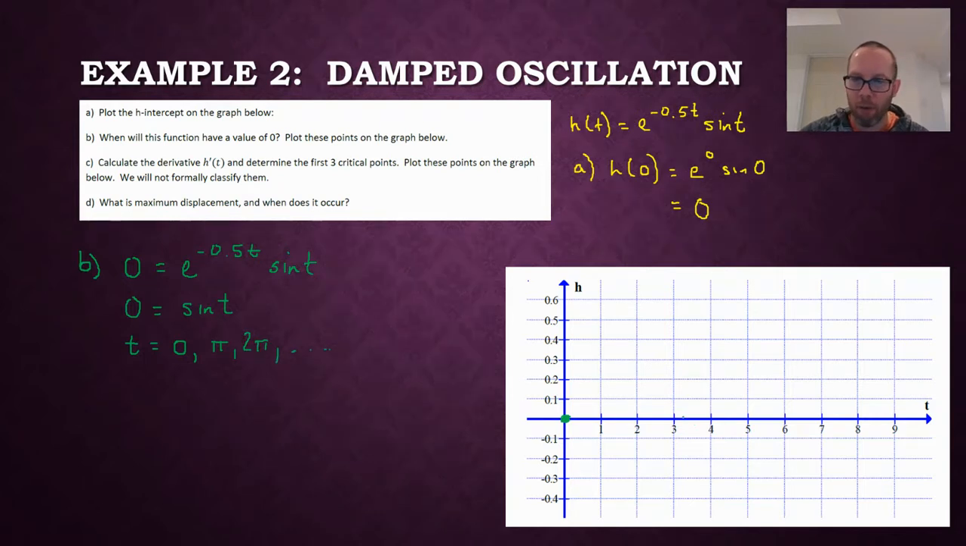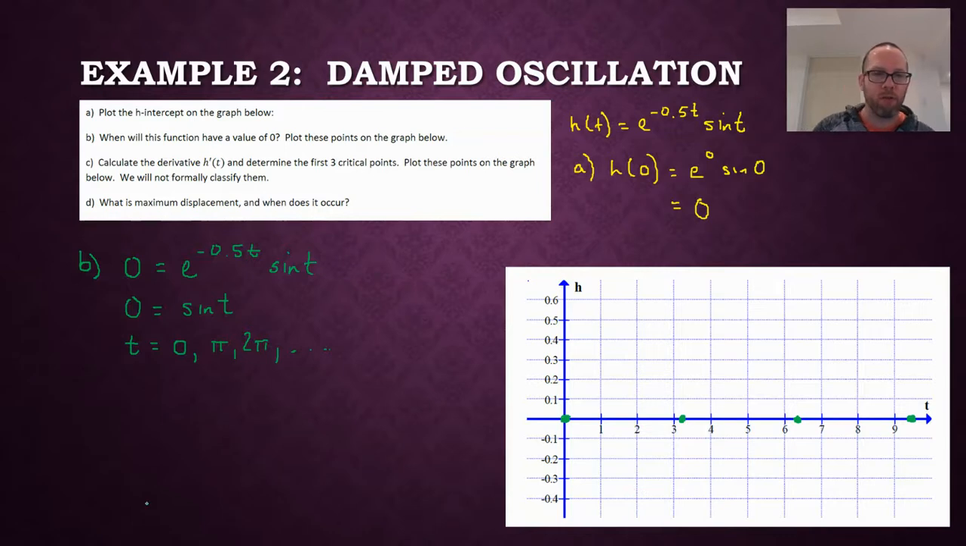So pi is about 3.14, 2 pi about 6.28, and then 9.42. So on our graph, our spring will come back to equilibrium at those 3 times, but it's going to keep bouncing back and forth mathematically forever, but eventually it's just going to be so tiny we won't even notice it. So for our graph, that'll look fine.